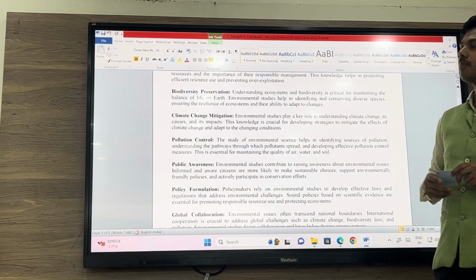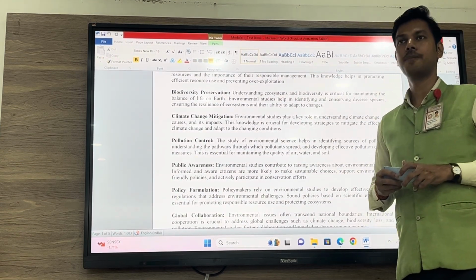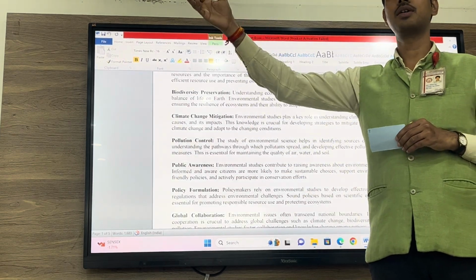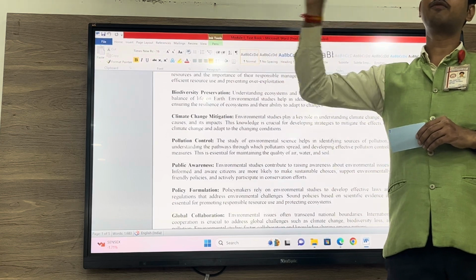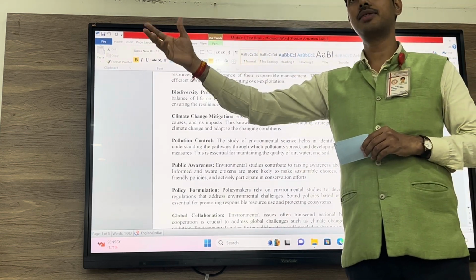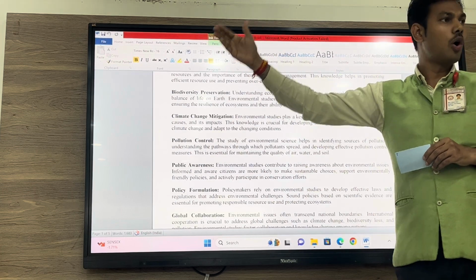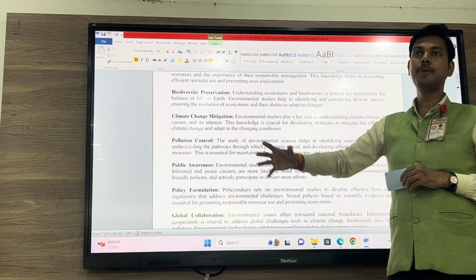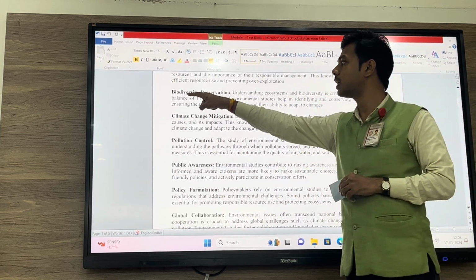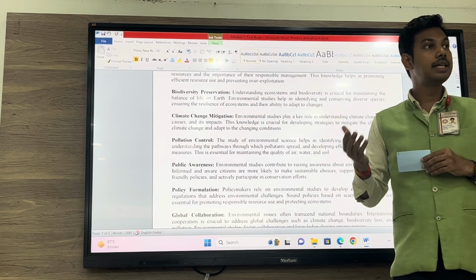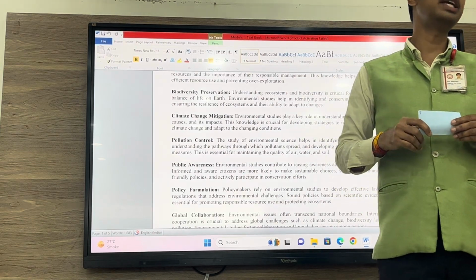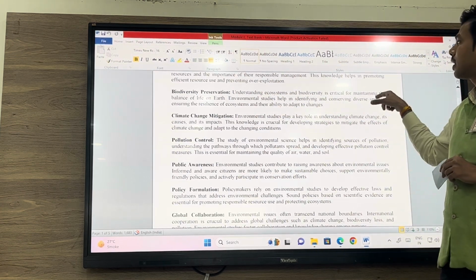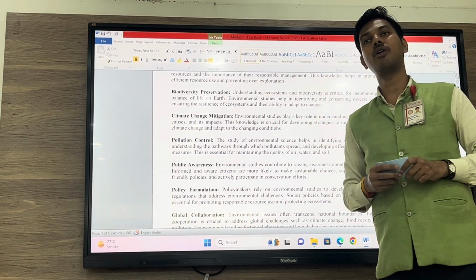Next, it also talks about biodiversity preservation. There are many species. Whether I talk about flora, what is flora? Flowers, plants. Then whether I talk about fauna, what is fauna? I'm talking about animals and various microbes. We all are part of this planet. When I talk about all the species in one term, it means I'm talking about biodiversity. We all are directly and indirectly dependent on each other. So biodiversity preservation will help us to survive and maintain a balance on the planet.